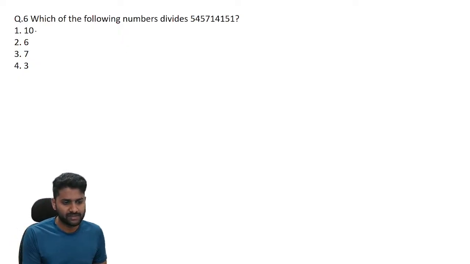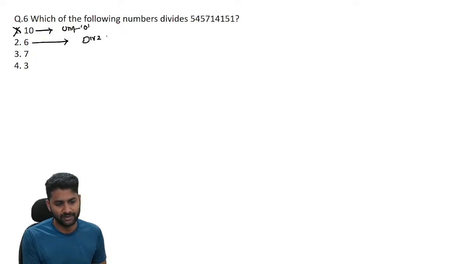Now see again, divisible by 10 property. We need the units place to be 0. So definitely the given number is not divisible by 6. If any number is divisible by 2 and divisible by 3, then the same number is also divisible by 6. So definitely it is not possible. In the same way, 3 and 4.